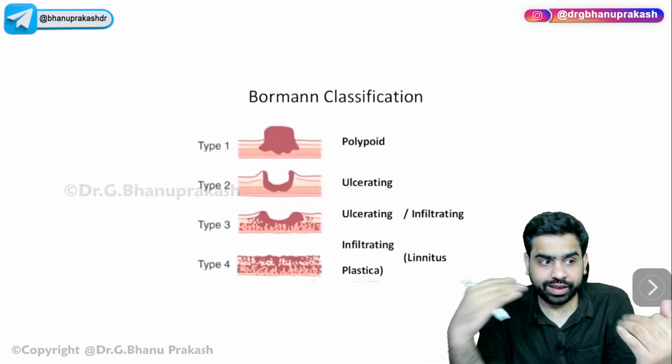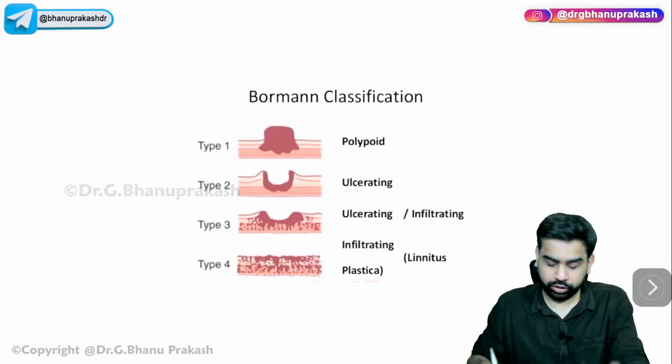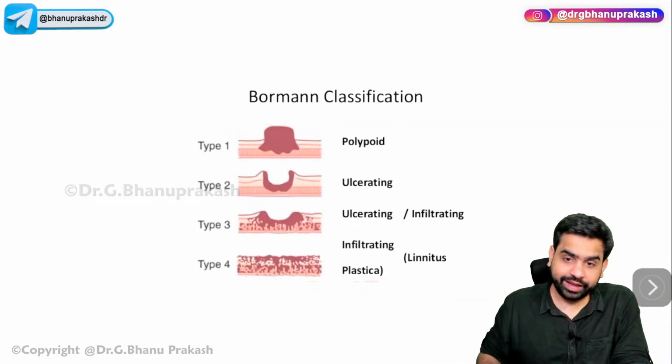Okay, so please try to understand. Linitis plastica is Borrmann's type 4. Okay, so please understand, very, very important. Borrmann's classification is for your gastric cancer.